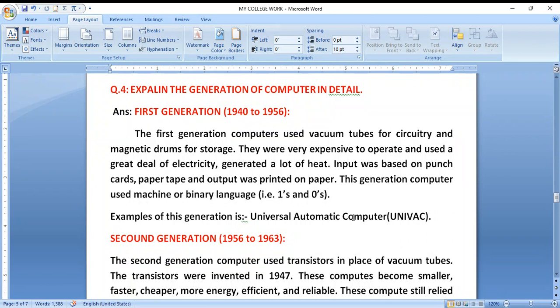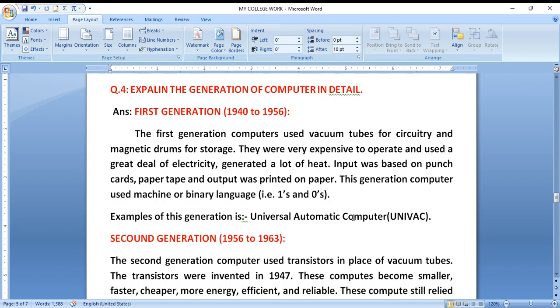The first generation computers used vacuum tubes for circuitry and magnetic drums for storage. They were very expensive to operate and used a great deal of electricity. They generated a lot of heat. Input was based on punch cards and paper tape, and output was printed on paper.